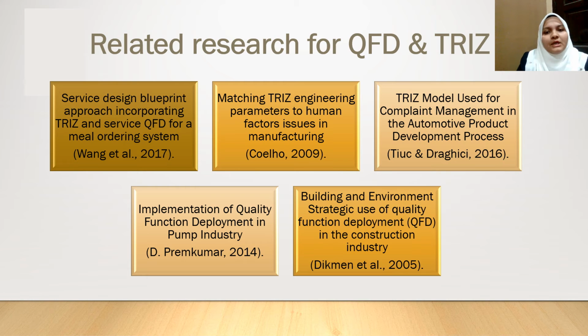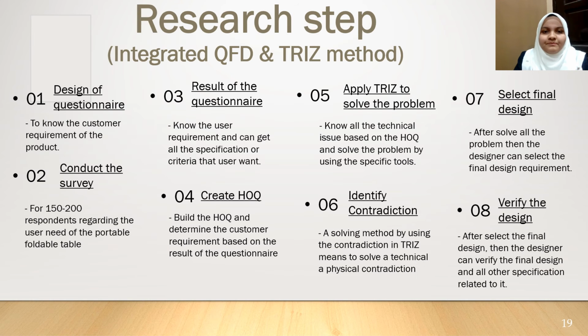The second one is matching TRIZ engineering parameters to human factors issues in manufacturing. The third one is the TRIZ model used for complaint management in the automotive product development process. The fourth one is implementation of quality function deployment in the pump industry. And the fifth one is the building and environment strategic use of quality function deployment in the construction industry.